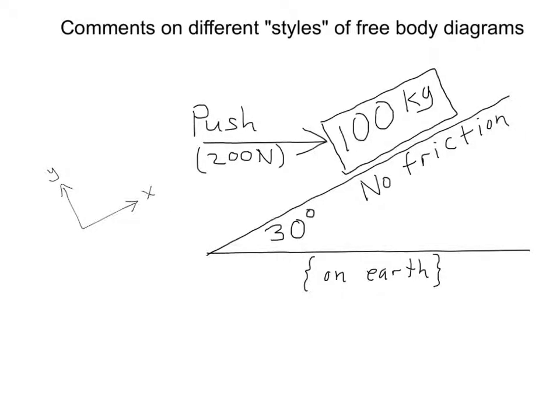In this video, I want to comment on different styles of free body diagrams. Consider the following situation. We have a 100-kilogram block on a frictionless inclined plane that's inclined at an angle of 30 degrees above the horizontal and is being pushed horizontally by some agent. And we assume that all of this is happening on the Earth.